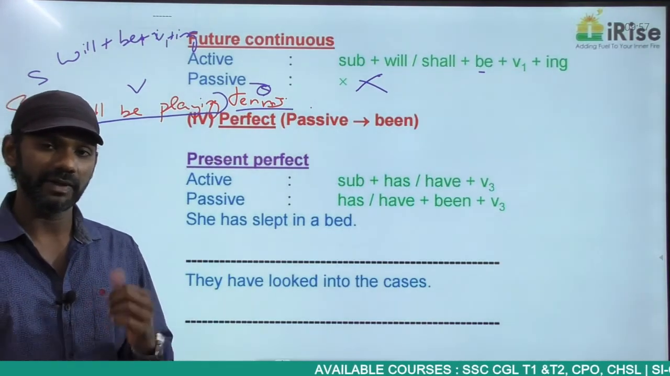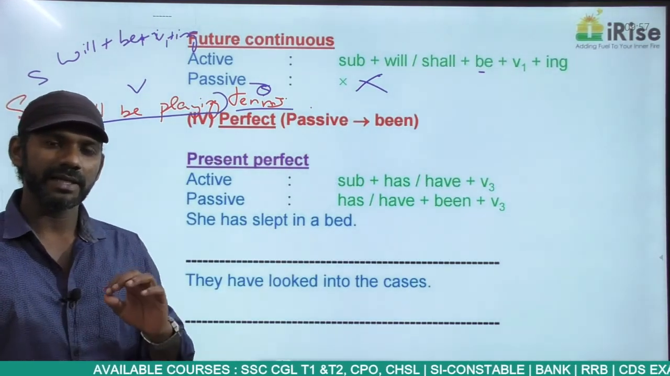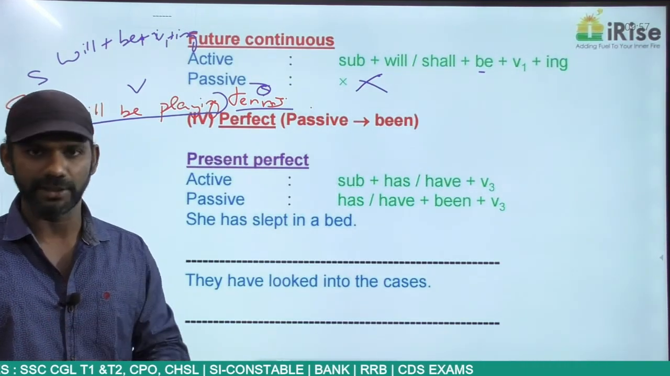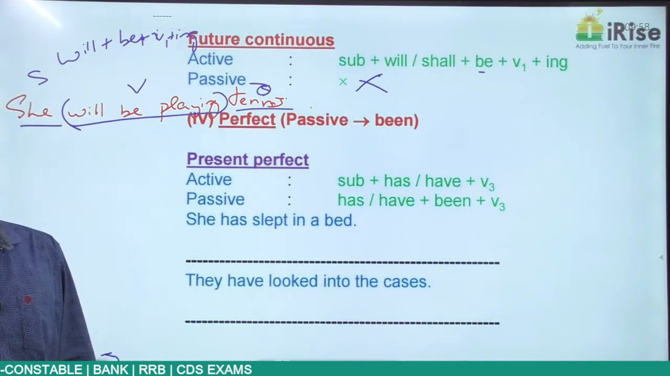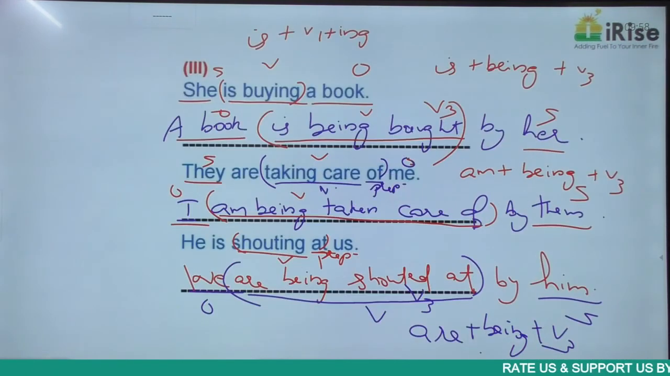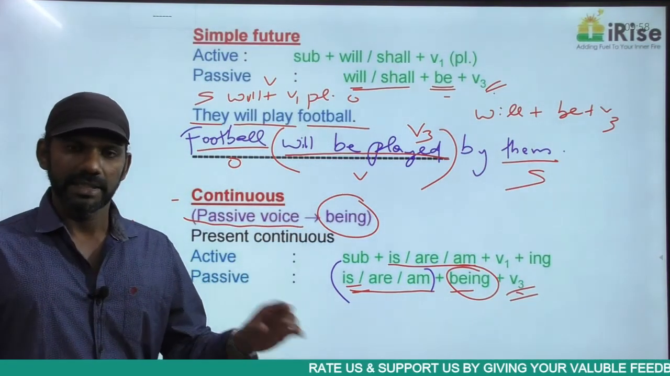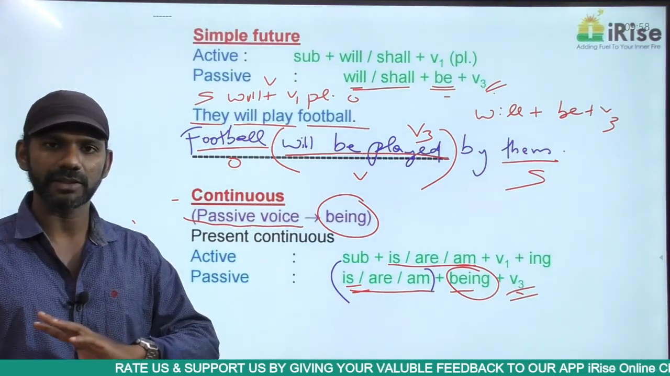I told you at the beginning, when I started with the continuous category, that in every continuous sentence in the passive voice, present continuous and past continuous, being must be there. Clear? Because a future continuous sentence cannot be converted into passive voice. So this is about the category called continuous. In every continuous sentence in the passive voice, present continuous or past continuous, being must be there. If there is any continuous sentence in the passive voice without being, eliminate that option.